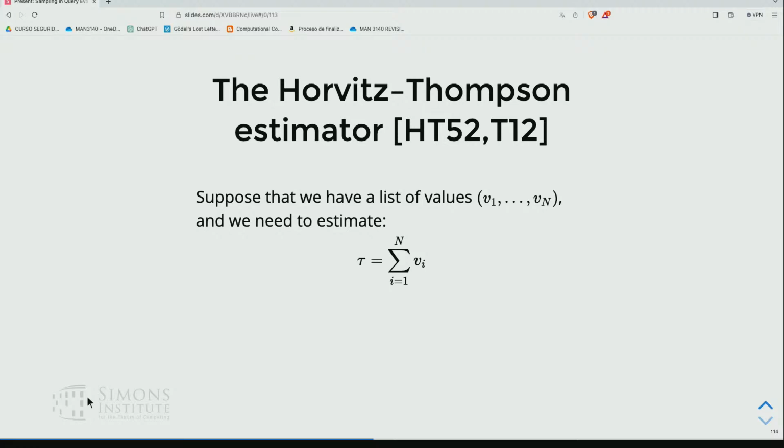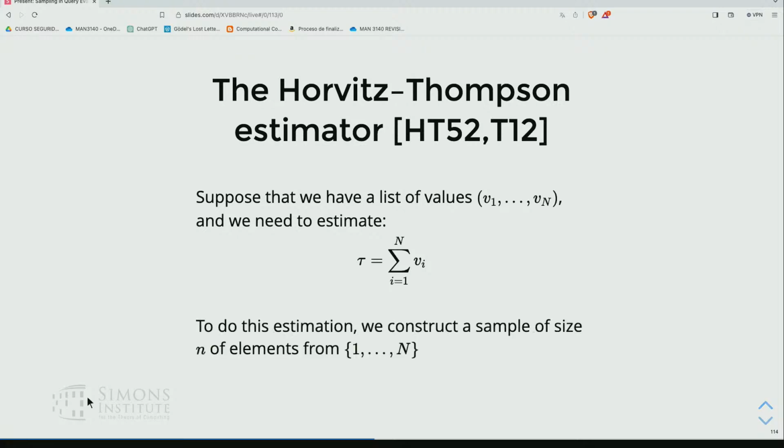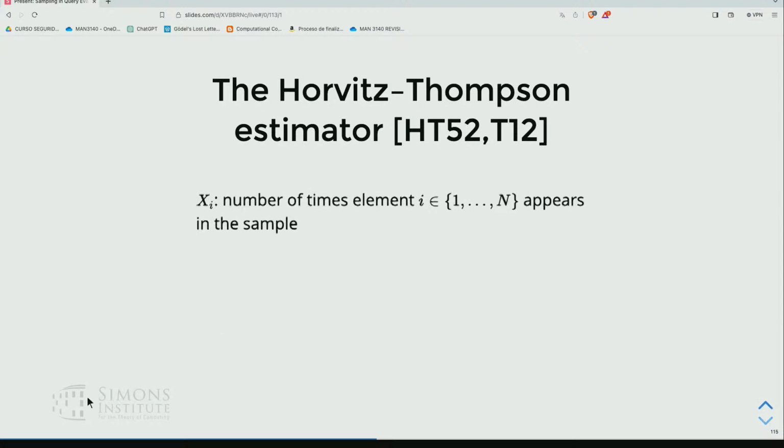Okay, so the idea is very simple. Suppose that we have a list of values, B1 to Bn, and we need to estimate the sum of these values. It could be the average, then you are going to realize that you can estimate many different things, right? To do this estimation, we construct a sample of size little n of the elements from this set. So we're going to say we're sampling the element at position 3 or position 5, wherever, that has some value, right? We can do this with or without replacement. It's not a problem.